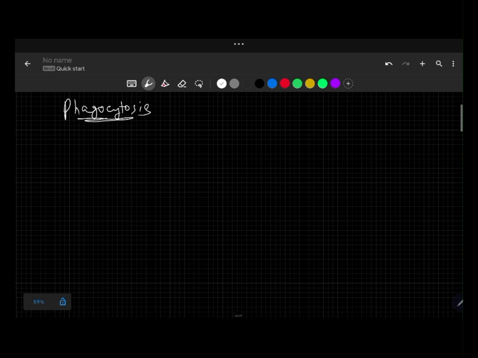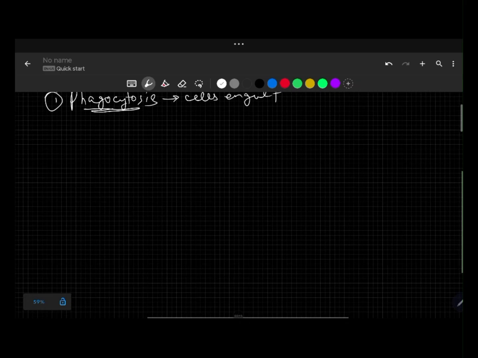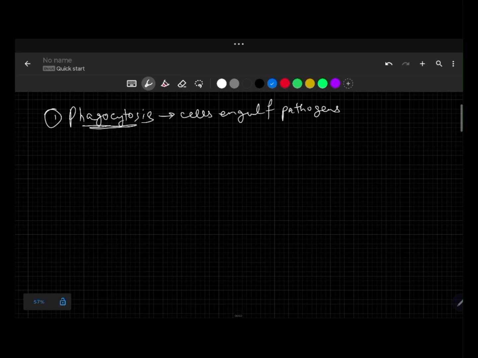So today we will discuss some of the most important terminologies in vaccine technology. First we will discuss phagocytosis. So what is phagocytosis? Phagocytosis is the process by which cells engulf pathogens. So cells generally engulf pathogens, and this process is called phagocytosis.